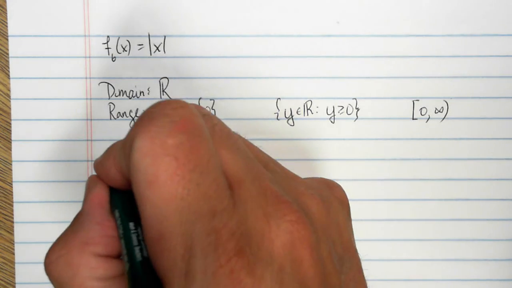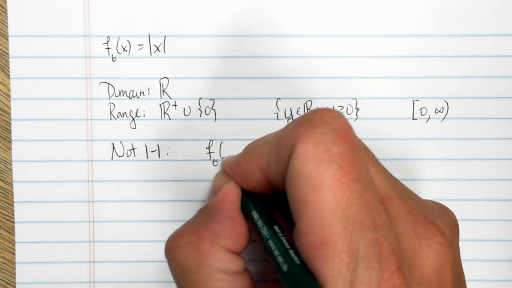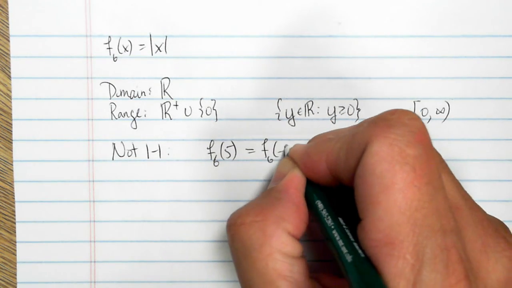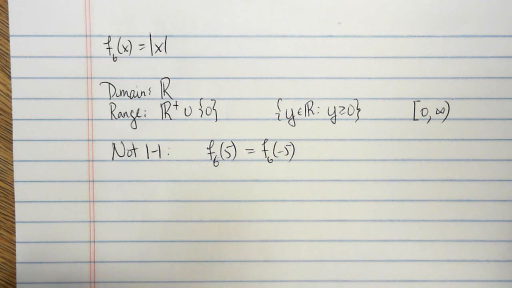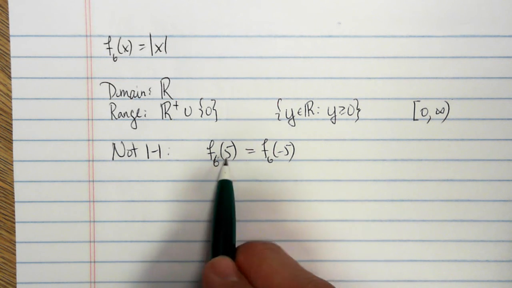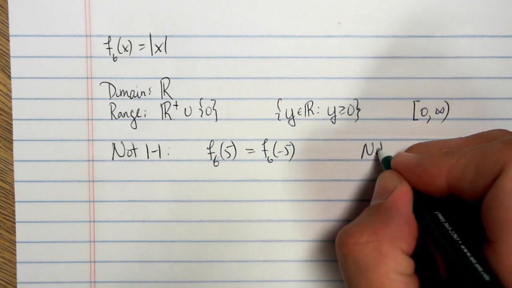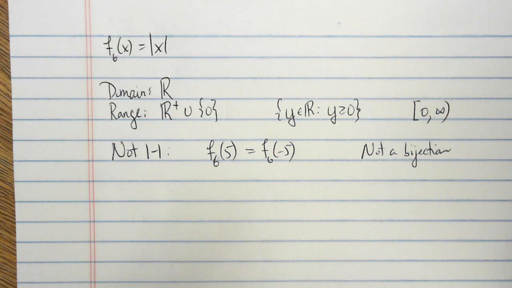This is not one-to-one, so it's not a bijection, because if I input, say, f6 of 5 or f6 of negative 5, these are equal because the absolute value of 5 is the same thing as the absolute value of negative 5. So different inputs can have the same output. So this one is not a bijection. And so that's this problem.